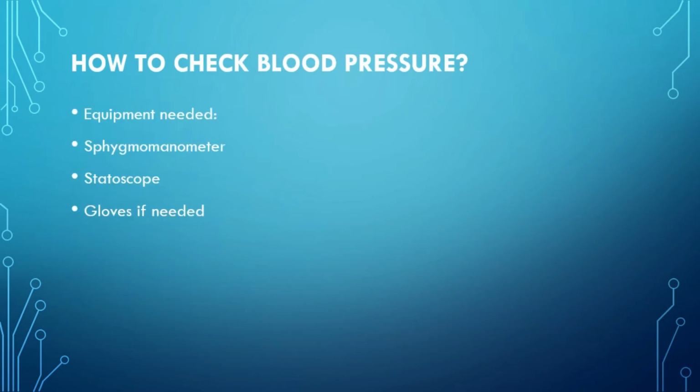Now we will see how we can check our blood pressure manually. We need a sphygmomanometer, a stethoscope, and gloves if needed. If the patient is sweating too much or there is some infection, we can use the gloves.